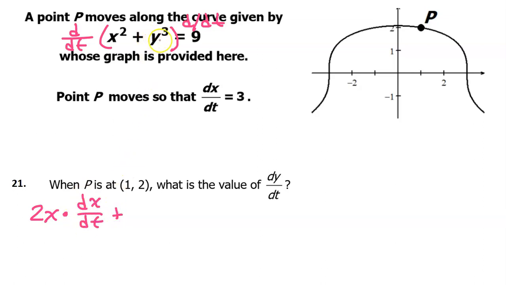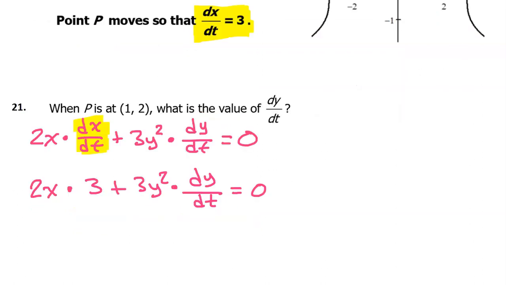Moving on to the second term, same deal. The derivative of the outer function is 3y squared, but then I multiply by the derivative of the inner function, which is dy dt. The derivative of a constant is 0. So we are supposed to find dy dt. We are also given this extra fact that dx dt is equal to 3. So let's go ahead and substitute 3 in right here. Kabam! And then we have 2x times 3, which will be 6x.